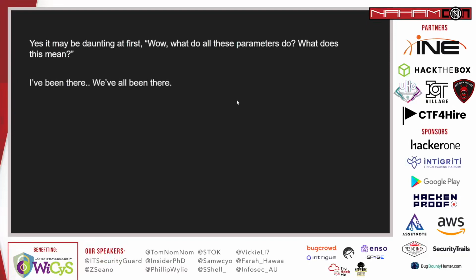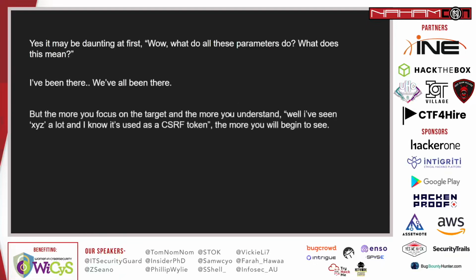We've all been there. I've been there. All the top hackers have been there. Think about it. It's fresh to you. You're attacking it blindly, aren't you? But like I say, the more you focus on the target, everyone, the more you understand. I've seen this parameter being used. I know this is the cross-site request forgery token. The more you test it and the more you click around and use it, and make sure to write notes, the more you will begin to see. The more you'll be able to say, oh, I actually can do this and this happens, rather than just focus on one bug type.